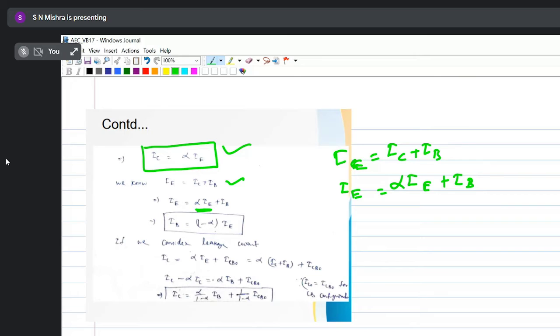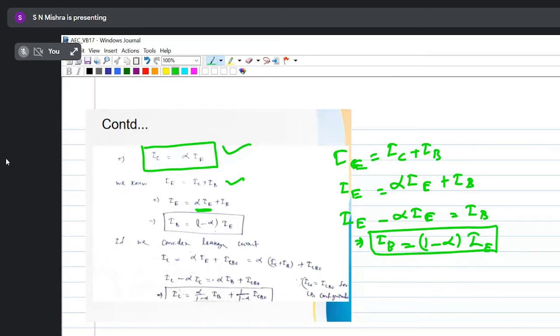Now take IE to one side. IE minus alpha IE equals IB. That implies IB equals (1 minus alpha) times IE. So what I have done here: the input current is my IE, and this is your base current.